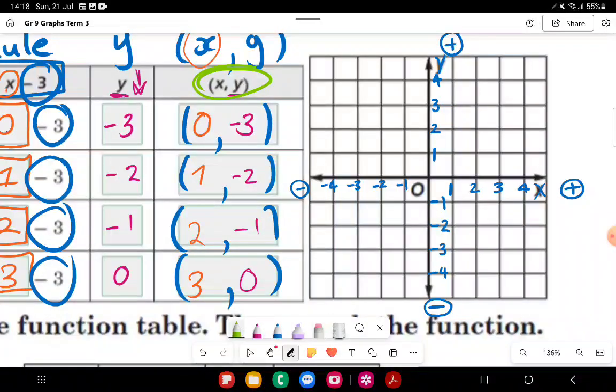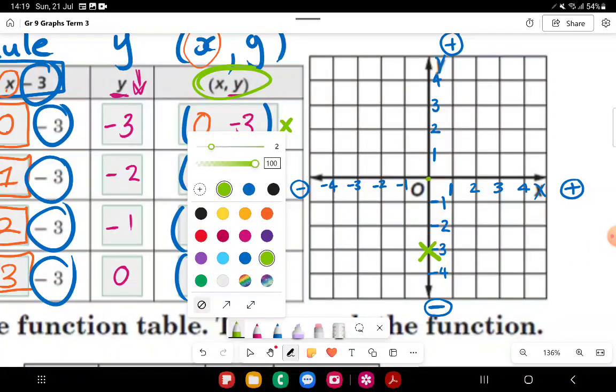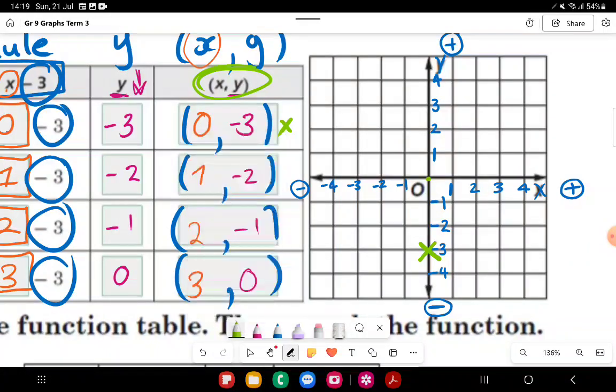Now we want to draw the line. The first point I'm going to take is 0, negative 3. When x is 0, y is negative 3. So if you remember our movement, you look on the x-axis and you go to 0. Then you look on the y-axis and you go to negative 3. This is where you draw your x. Now I'm asking you, please draw an x, don't make a dot.